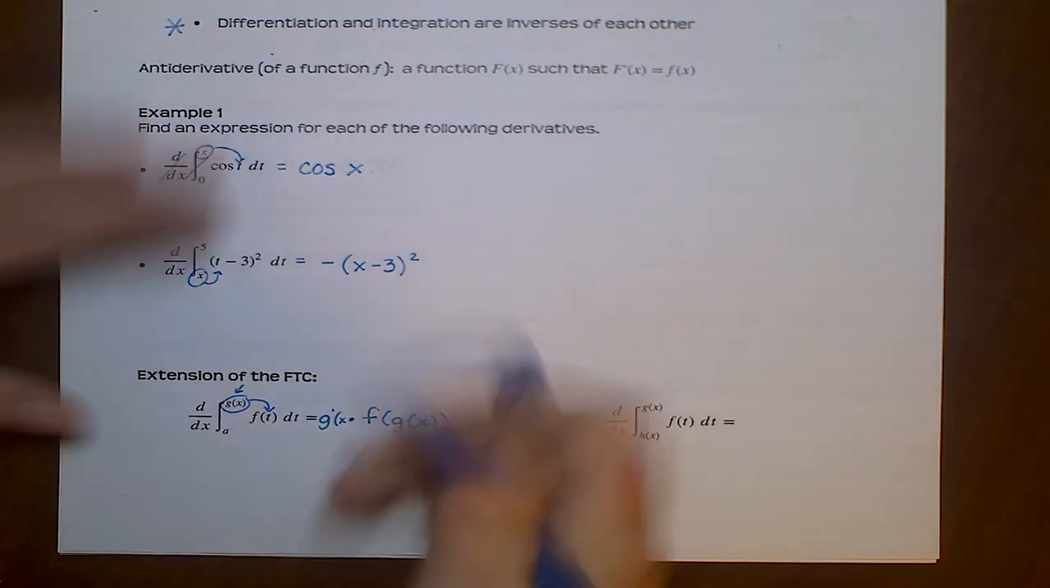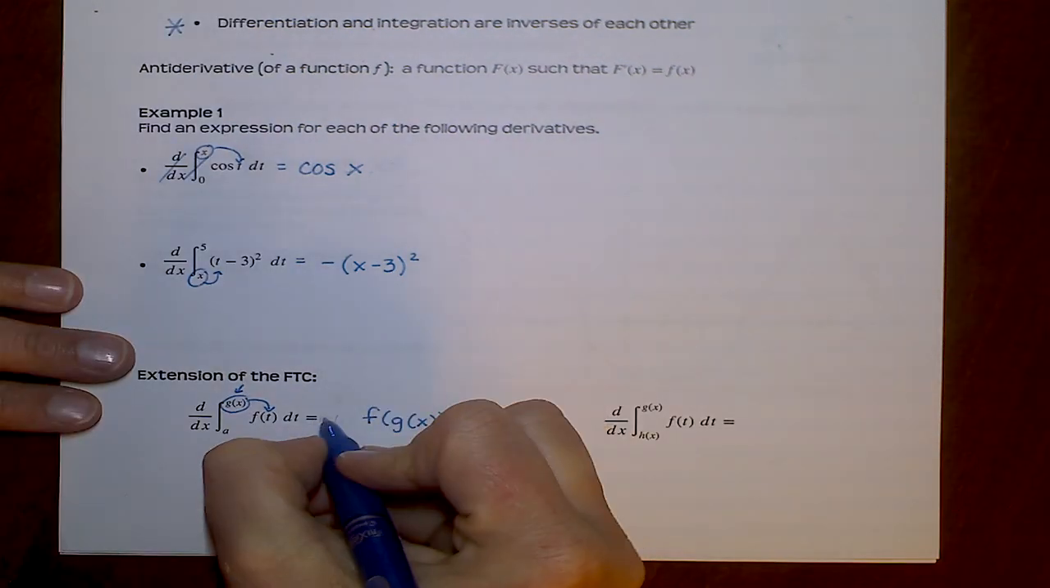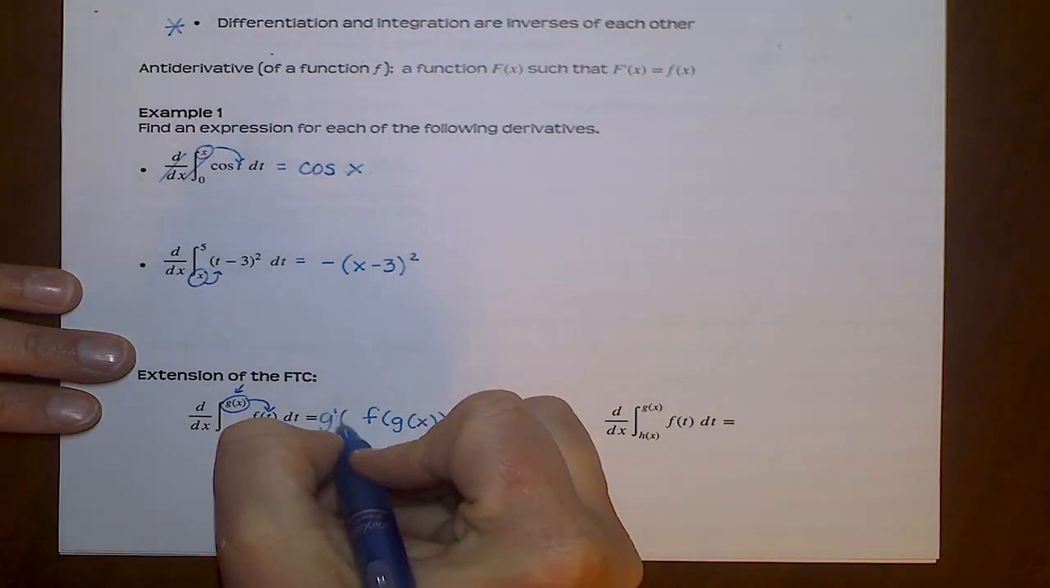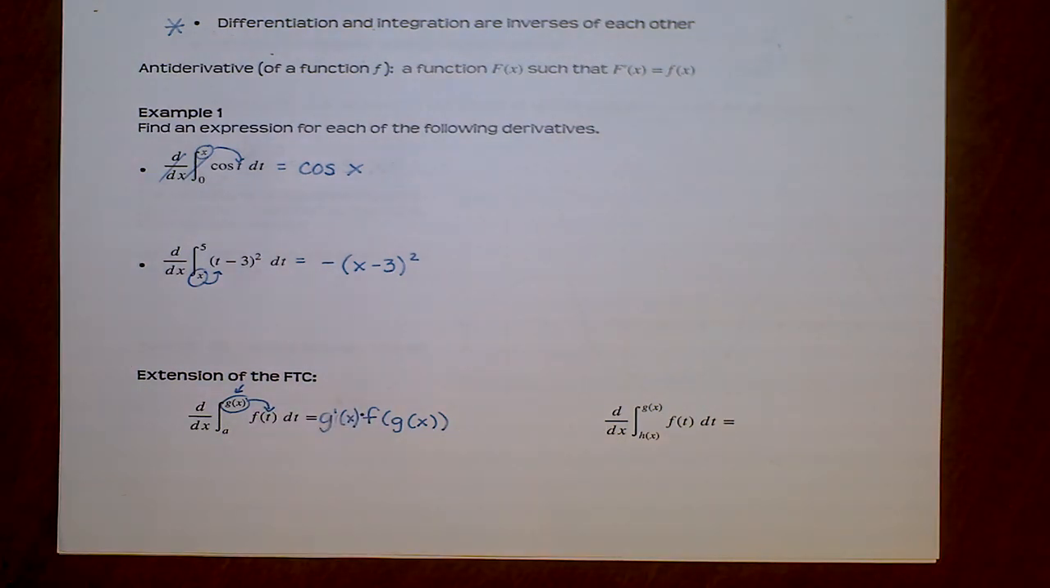Sorry, trying to cram that in there. See if I can write that a little better for you. I'm going to say g prime of x times f of g of x.